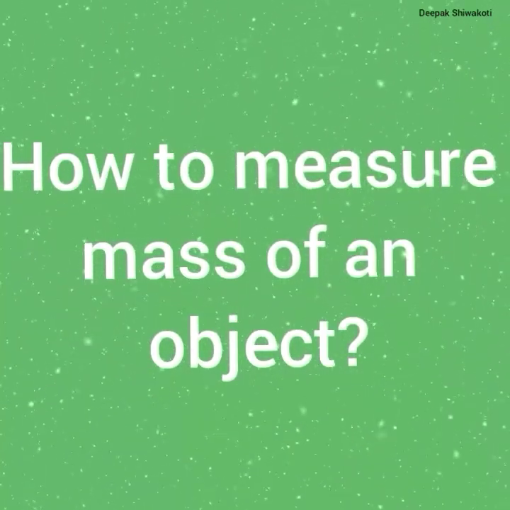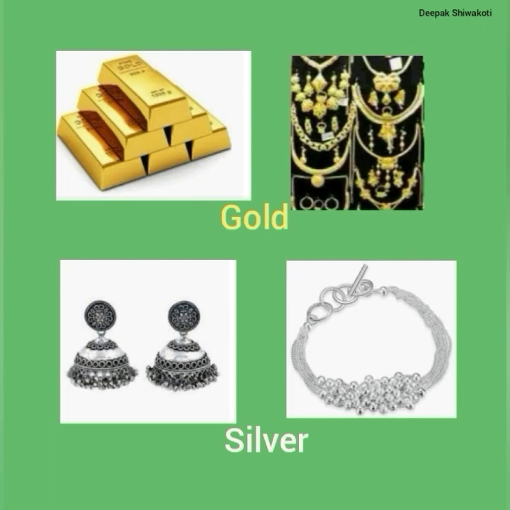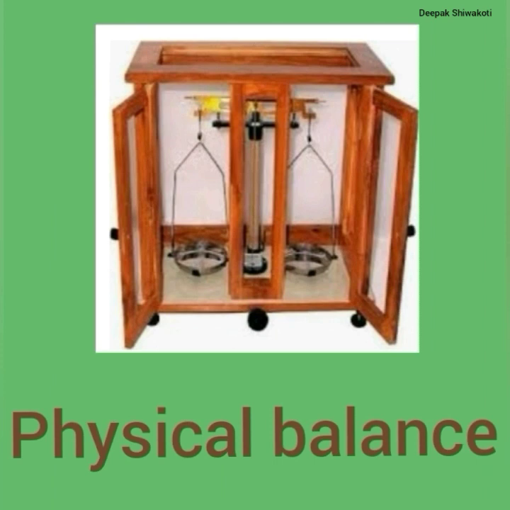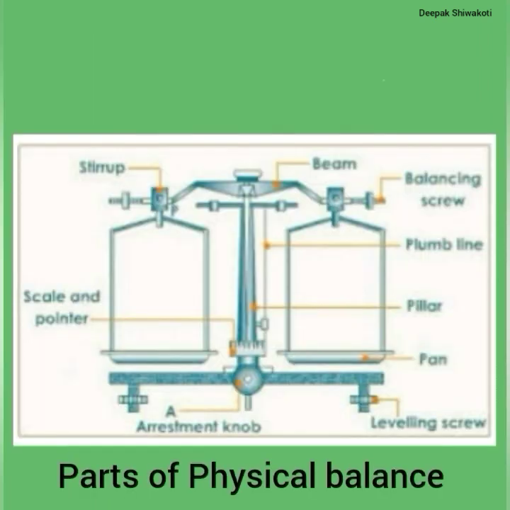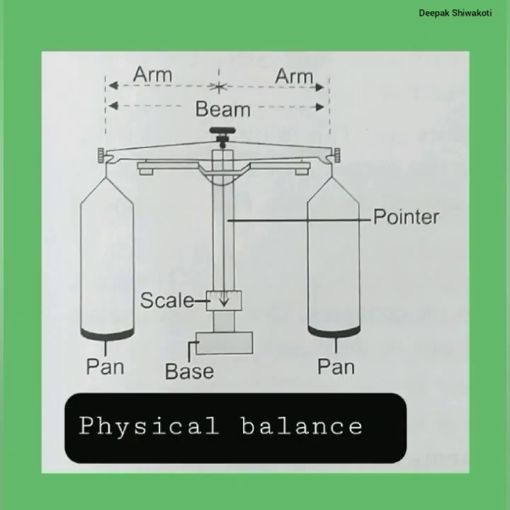For measuring mass of costly substances like gold, silver, diamonds, we use physical balance. This device can measure small mass and it is very accurate. In this picture, we can see different parts of physical balance like arm, beam, pointer, scale, pan.